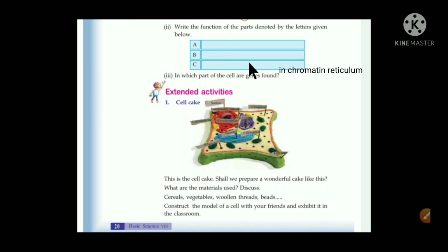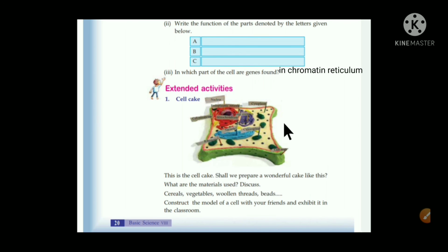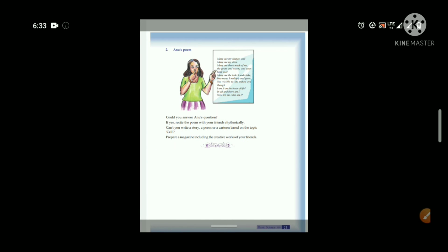Then two extended activities are there. Just read this and perform those extended activities. Fine. These two activities. Clear?